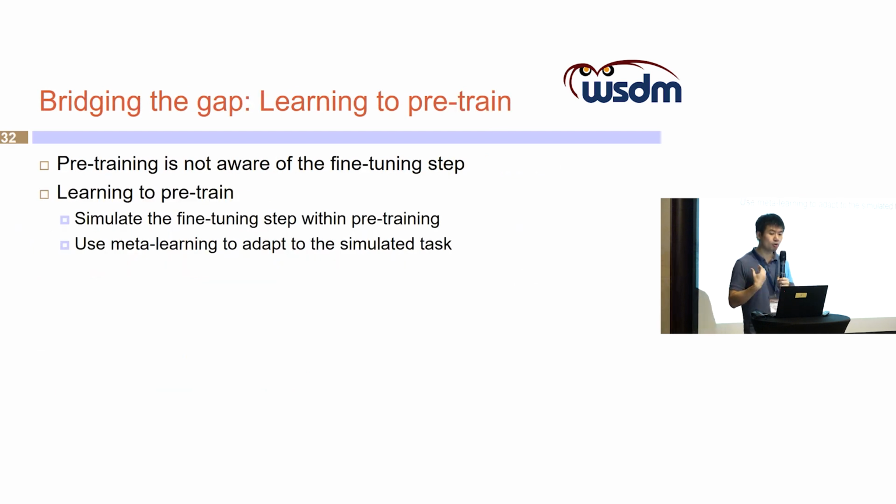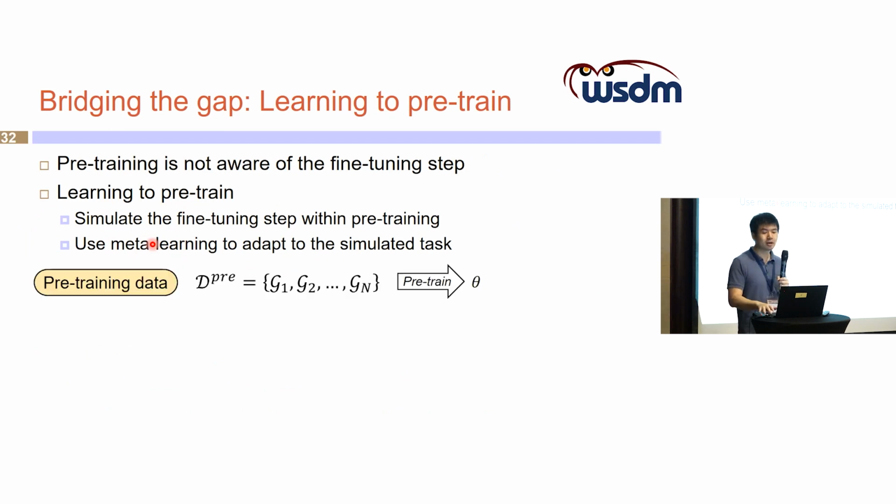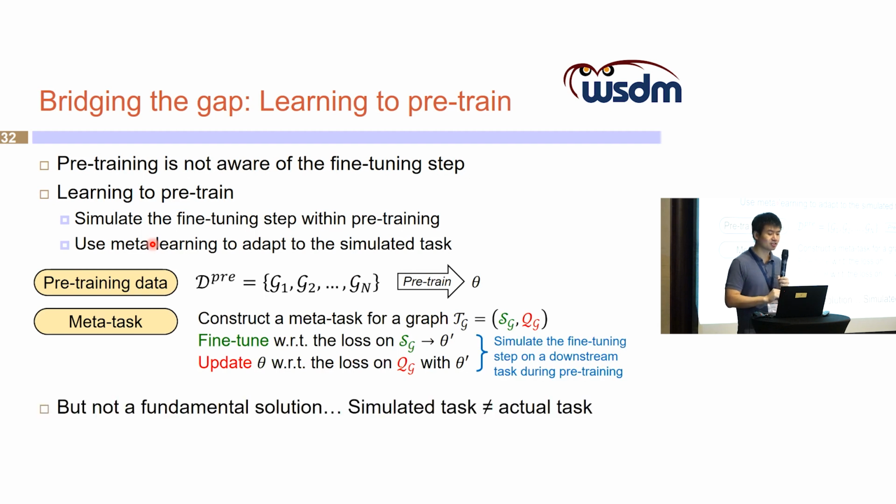So one way is to consider the fine-tuning step within pre-training. In this work, we are doing a simulation. In the pre-training step, we also design some simulation tasks, assuming it's our task, and do some simulation to make sure the model can be adapted to the task. But I think the problem is that it's not a fundamental solution, because we are using a simulated task. A simulated task is still not the actual task.